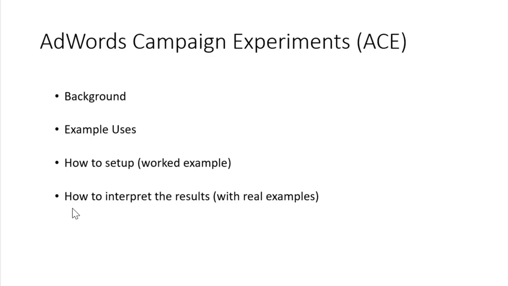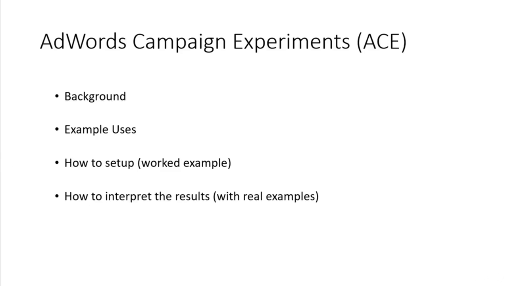So there's 4 sections to this part. So just a background to AdWords campaign experiments and some of the settings and possibilities with it. I'm going to show you some examples of how I've used it and the type of things you can test with it. We're going to do an example of actually how to set it up, like how to create your draft campaign and then apply it to an experiment. And then lastly, we'll look at the results and we'll discuss how to interpret these results and how to make actionable changes based on the results.